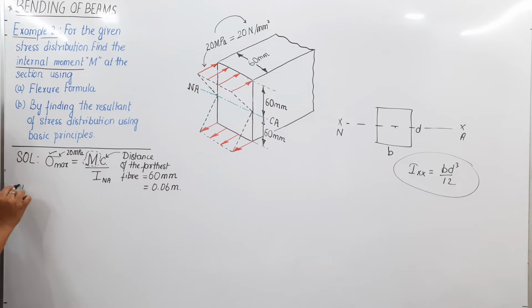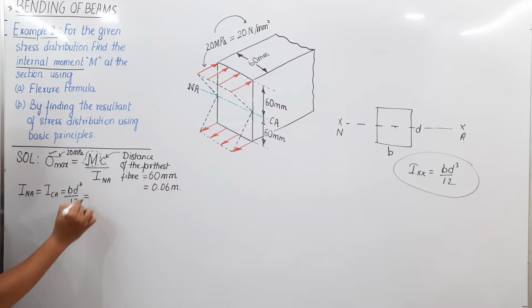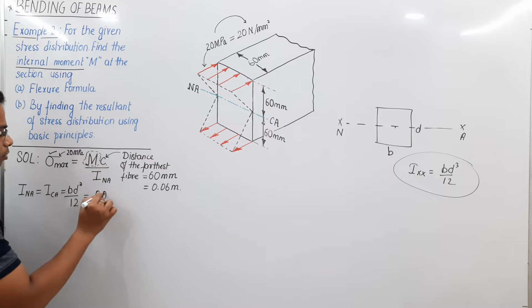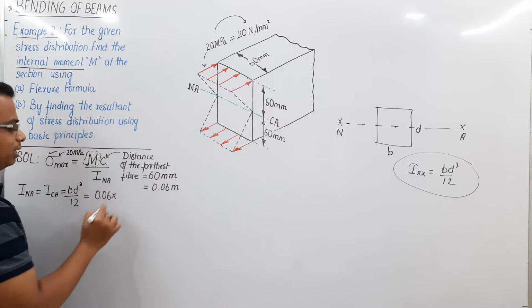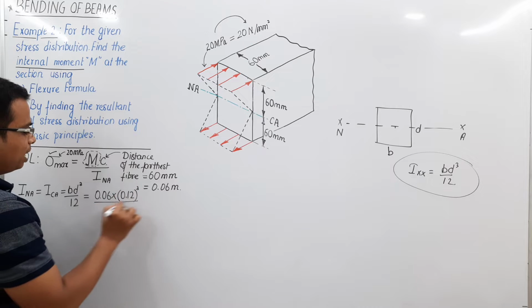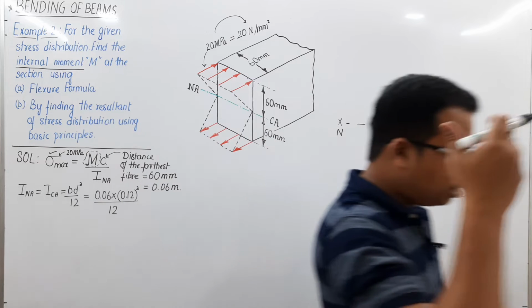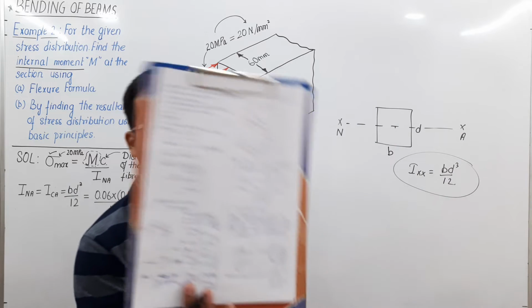I neutral axis is in fact I centroidal axis, which is BD cube over 12, and you just need to plug in the values. How much is B? That is 60 millimeters. Just put this value in meters, 0.06, into d cube. How much is d? 60 plus 60, that is 120. So that is going to be 0.12 and its cube, all of that divided by 12. You just need to plug in the values in a calculator, and let me write how much that has worked out. I've got the entire solution with me. Here it is.